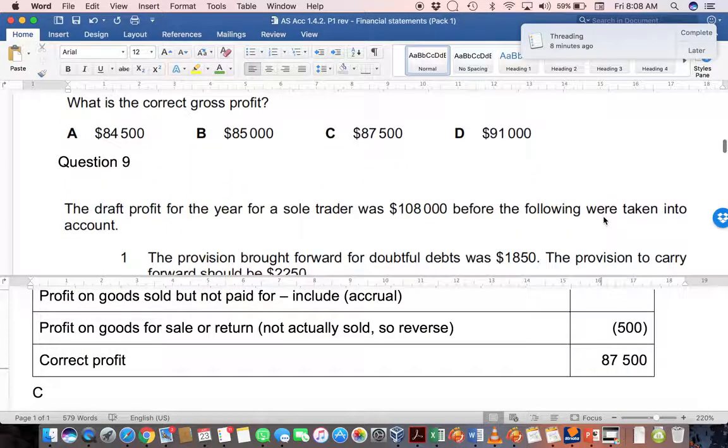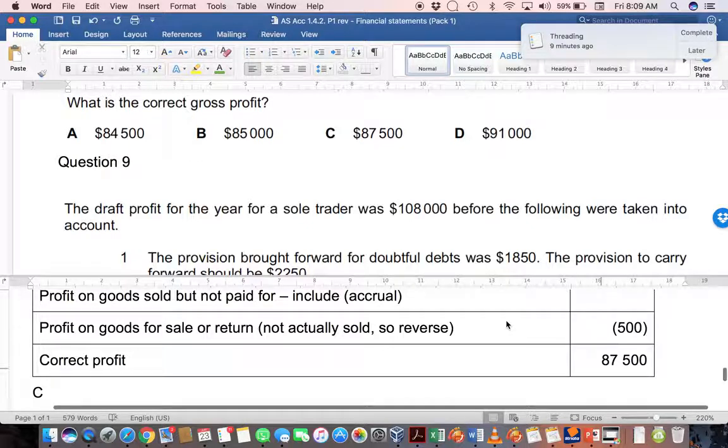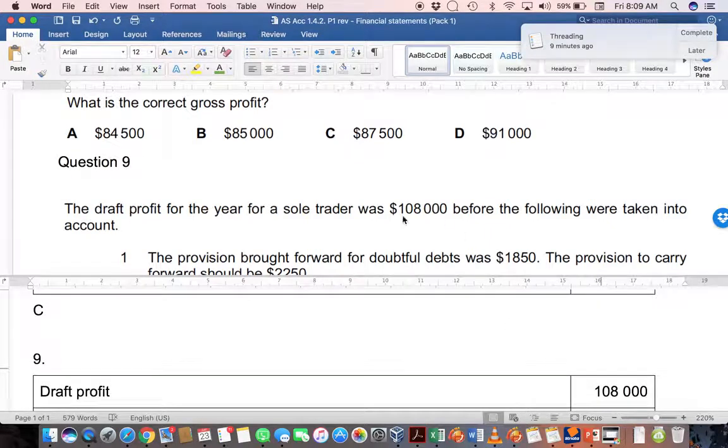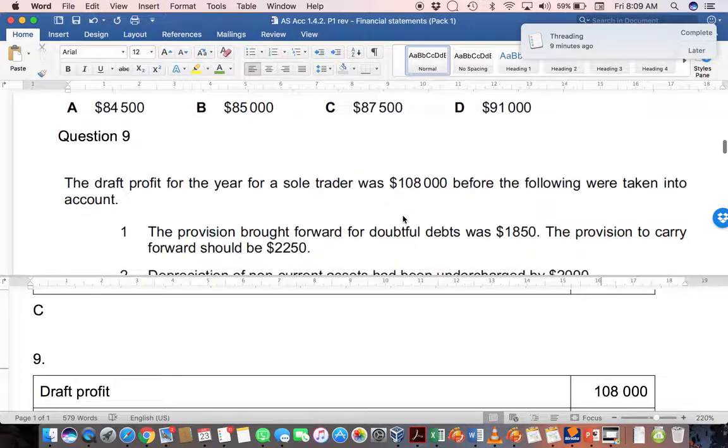Question 9. The draft profit for the year for a sole trader was $108,000 before the following were taken into account. Even though I don't even know what my question is, generally I can assume my question is going to be what is the profit. So I might as well start with that draft profit of $108,000. Number 1. The provision brought forward for doubtful debts was $1,850. The provision to carry forward should be $2,250.